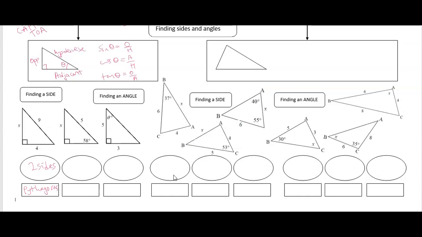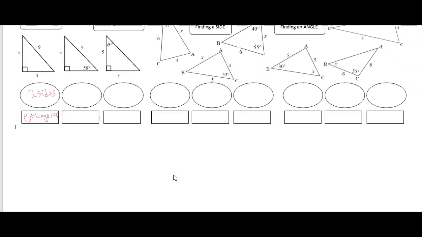Okay, so for two sides, we use Pythagoras' theorem, and I'm just going to scroll down and do that example. Pythagoras' theorem is a squared plus b squared equals c squared. It doesn't matter what you label a or b, as long as c is always your hypotenuse. So if you want to label them a, b, and c, you can. And then you just do your substitution. So we've got x squared plus 4 squared equals 9 squared.